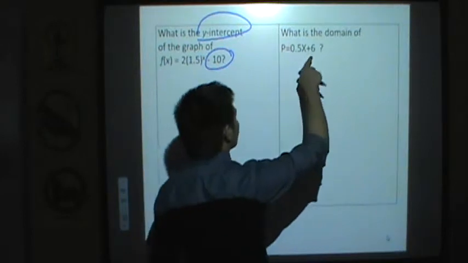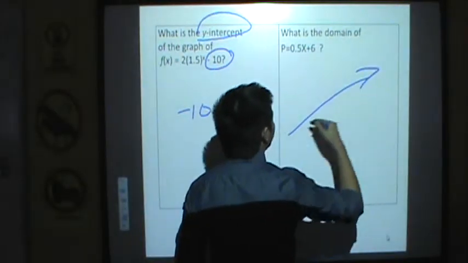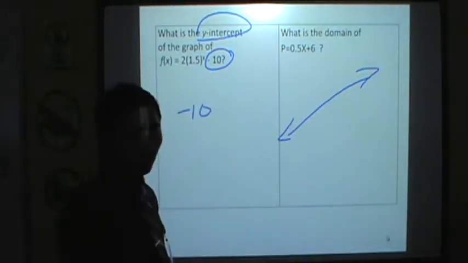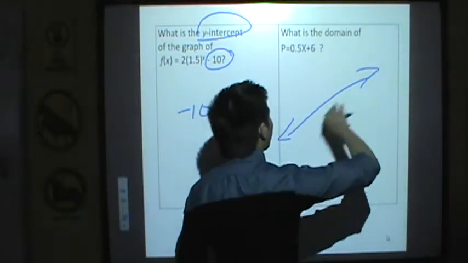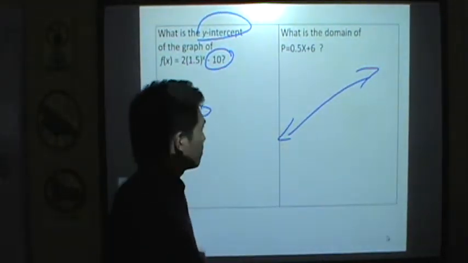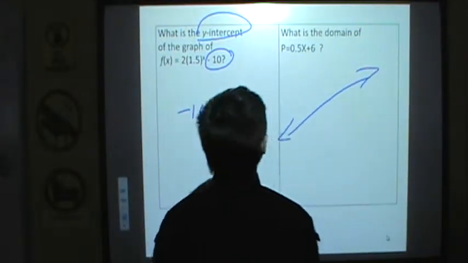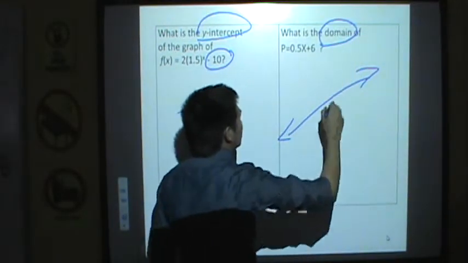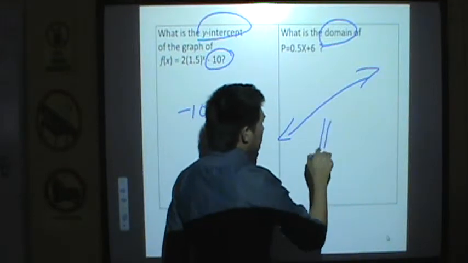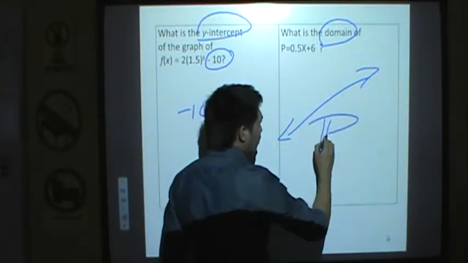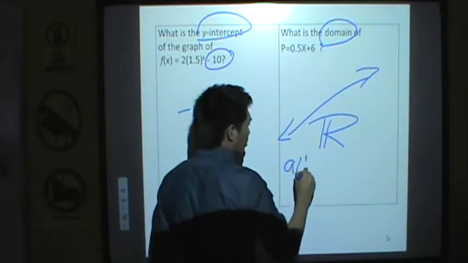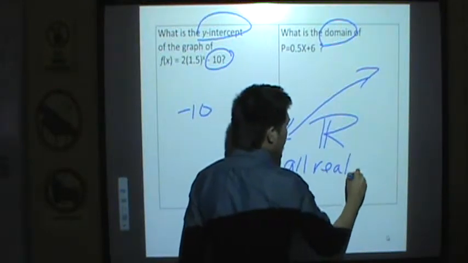And if you graph this, the graph is going to be a diagonal line to the right because the slope is positive. That means it goes to the right. It also goes to the left. For the domain, see that 2, and then draw that. That means it's all real numbers.